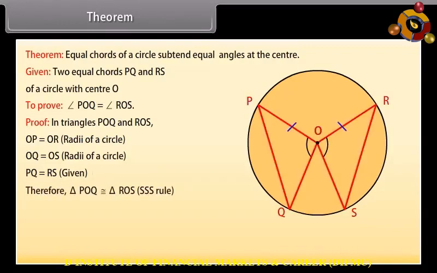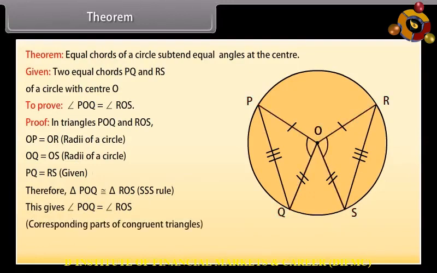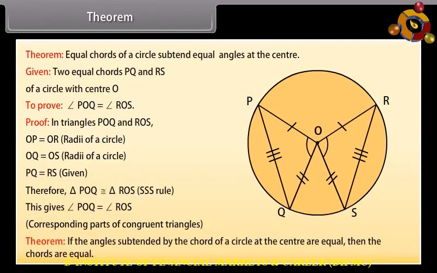Therefore, by SSS congruence rule, triangle POQ is congruent to triangle ROS. This gives angle POQ is equal to angle ROS because corresponding parts of congruent triangles are congruent. The next theorem is the converse of the above theorem. It says that if the angles subtended by the chords of a circle at the center are equal, then the chords are equal.